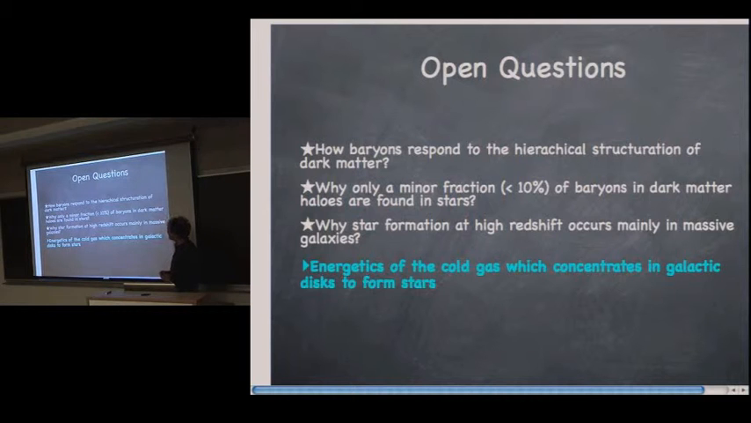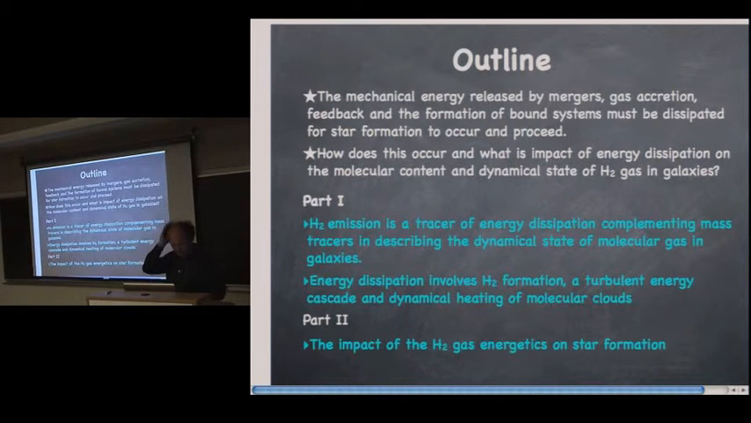It's a bigger undertaking which involves a lot of distinct observations and theoretical aspects. And I'm going to concentrate on one which is connected directly to gravity, and it's to understand the energetics of the cold gas, because it's eventually this cold gas which is going to lead to star formation, and this is the visible part of the galaxy. So in this cold gas, we find it in galactic disks. The outline of my talk will be two main ideas and will be in two parts.